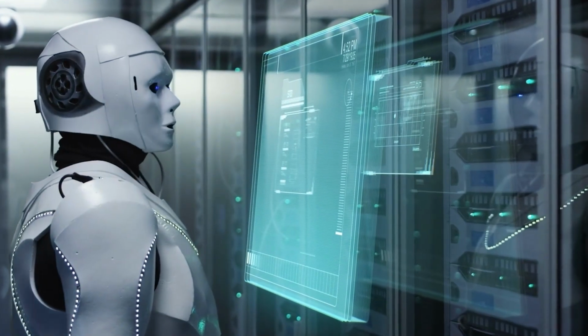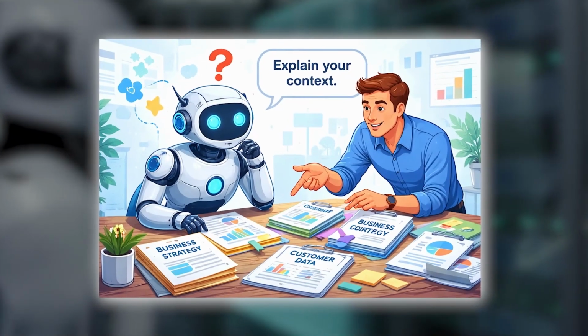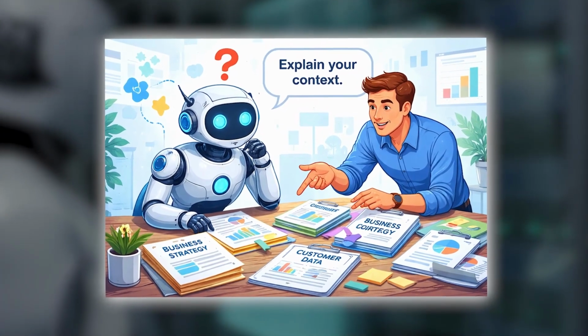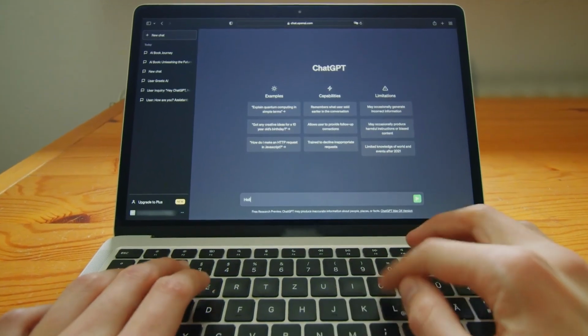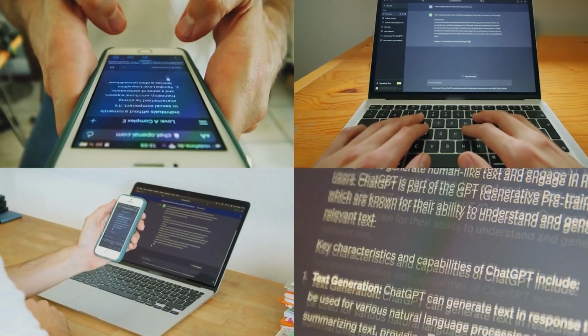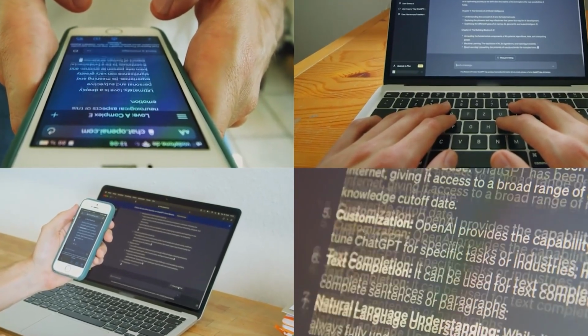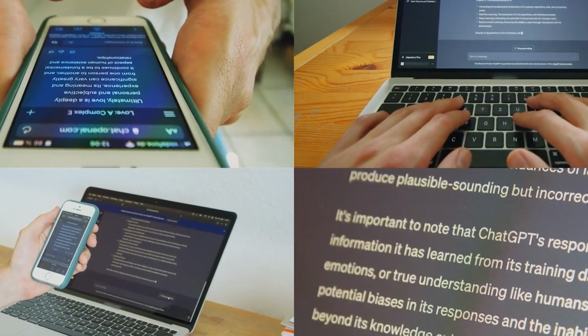It's also important to understand AI's limitations. AI does not understand your business or personal context unless you explain it. Automation works best when instructions are clear and specific. Vague inputs lead to vague outputs. Beginners who take time to explain their goals usually get far better results than those who rush.